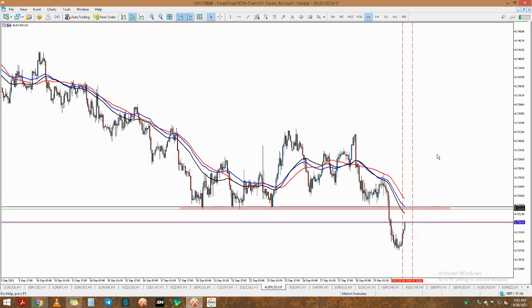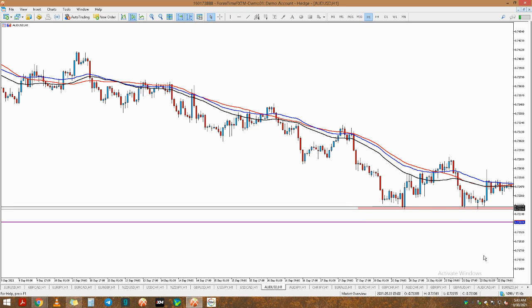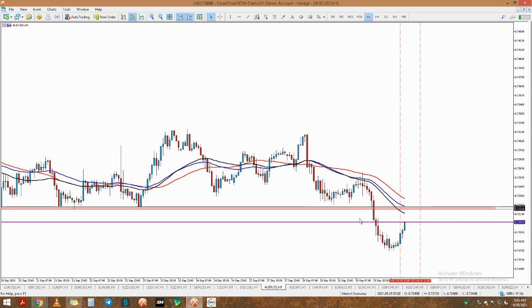AUD USD looking very, very delicious. You can see we have that zone that has been broken, and currently price is pushing back to this area. There is a possibility we might get that move down. So we could be looking at AUD USD.